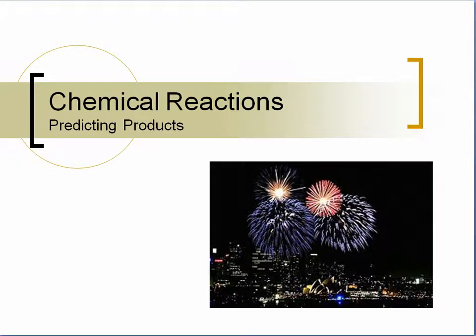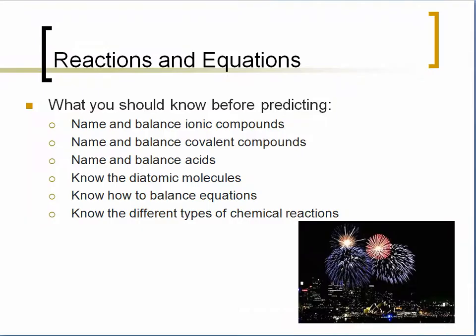For this podcast, I'm going to go over explicitly how to predict products given only reactants in a chemical equation. Before we can even discuss some of the examples, these are the things you definitely need to know: name and balance ionic compounds, name and balance covalent compounds, name and balance acids, know the diatomics, know how to balance equations, and know the different types of chemical reactions.